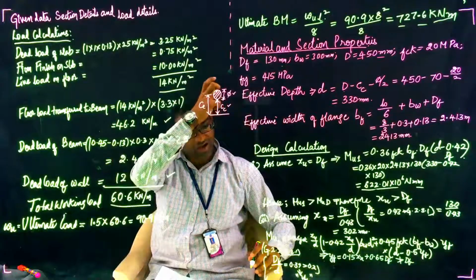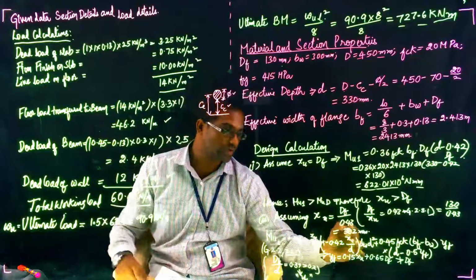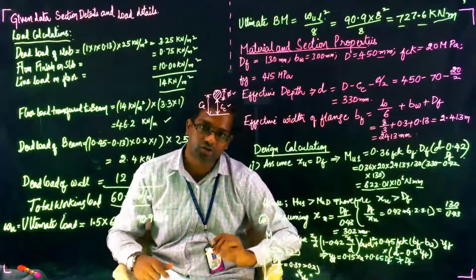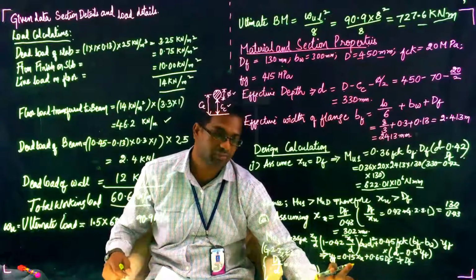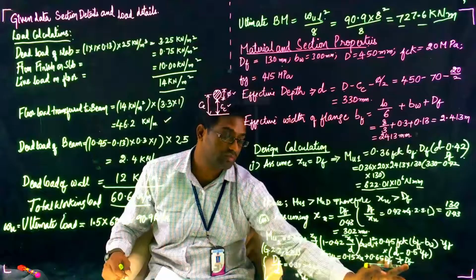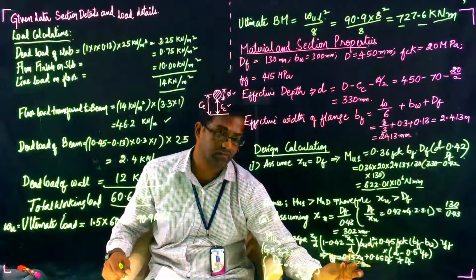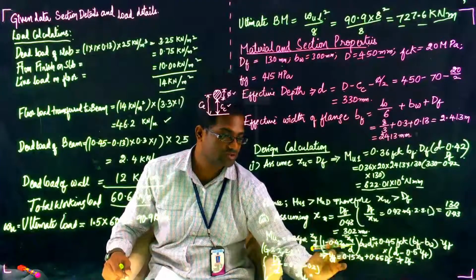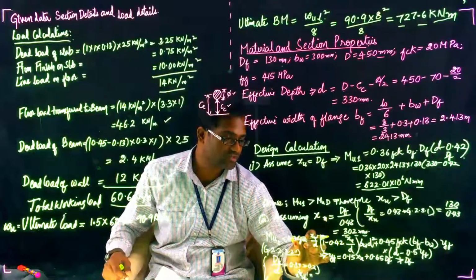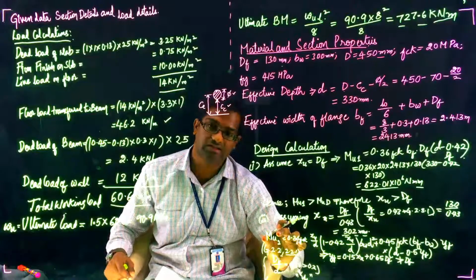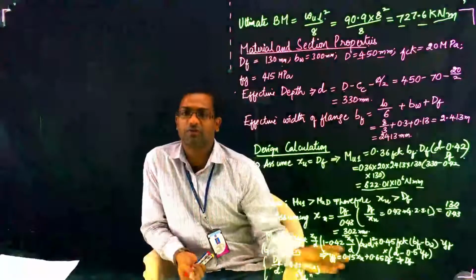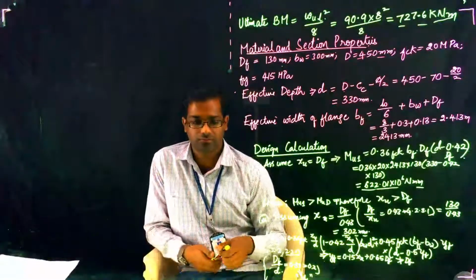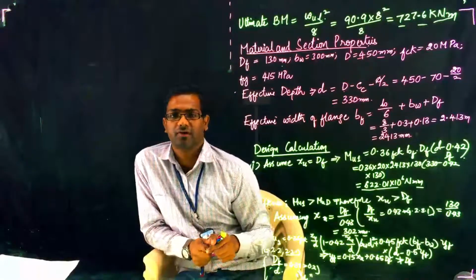So we have assumed the XU value as 302 mm. Now 302 mm is substituted here. You get a YF value. It should not be more than DF. If it is more than DF, you should take the DF value. And we substitute YF and XU in this equation for MU2. And again this MU2 is compared with the ultimate limit. Now we will calculate the moment of resistance.